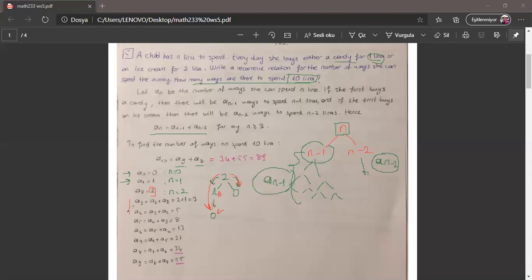The rest we can compute by this relation. So for a sub 3 we have a sub 2 plus a sub 1, by just putting n equals 3. We get that equality. And we know a sub 2 equals 2 and a sub 1 equals 1, so we have 3. In a similar way, we obtain the rest of the values. And finally, we have a sub 8 equals 34 and a sub 9 equals 55. So she has this many ways to spend her money.